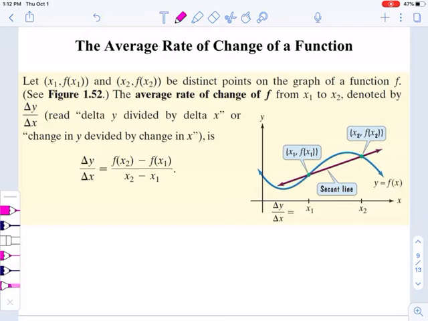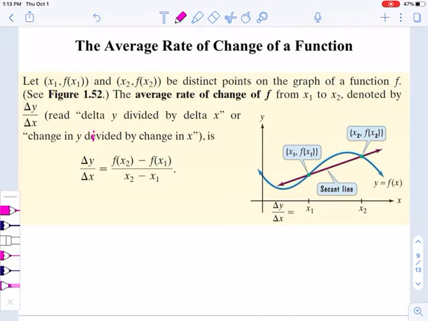And we have x2 and the value of the function at x2 be distinct points on the graph of a function f. So they want you to take a look at that little picture down here. It says that the average rate of change of f from x1 to x2 is denoted by the change in y over change in x, read delta y divided by delta x, or the change in y divided by the change in x. So if you take a look, they have given you a function that is a curved line, right?